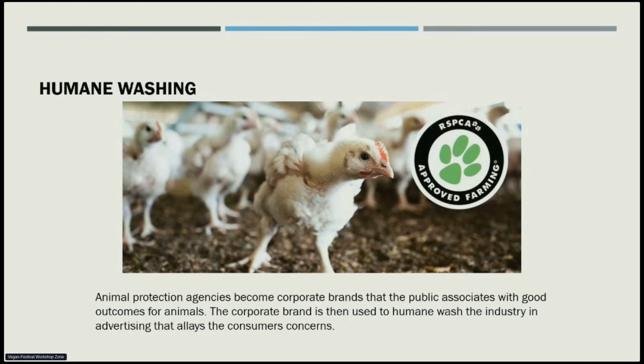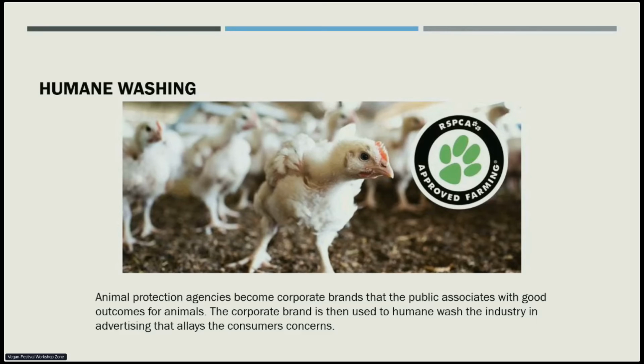Now, with RSPCA approved farming, what happens is a business will approach them and be given a checklist of things that they need to do that are slightly above the standard. For chicken farming, slightly above standard means a couple extra centimetres of bedding on the floor. It means lower stocking densities, and it means little orange plastic chains for the chickens to play with. It doesn't mean outdoors. There is nothing on the methods of slaughter. So literally, it's bullshit.